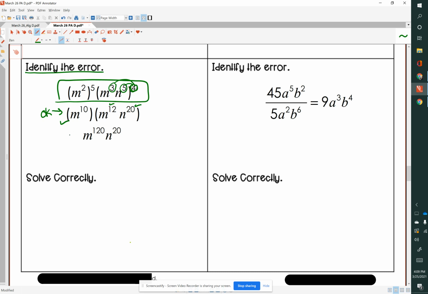Let's go to the next line. So now we have m to the 10th times m to the 12th, and they multiplied 10 times 12. No, and let's write that in a better place. So, no, they should have added the exponents.